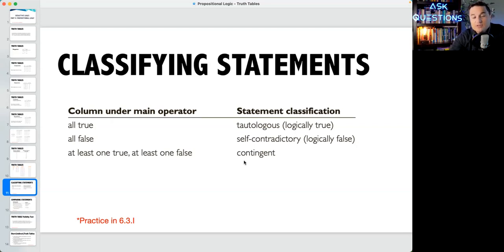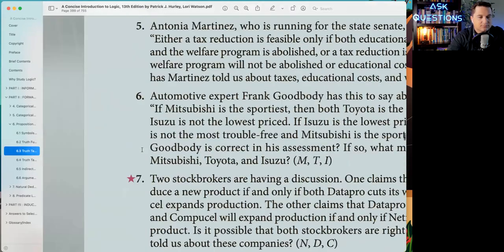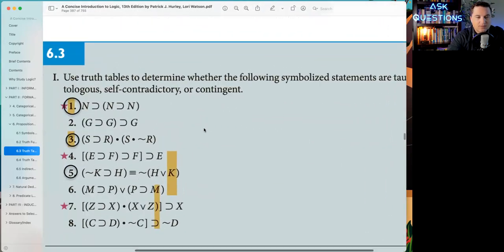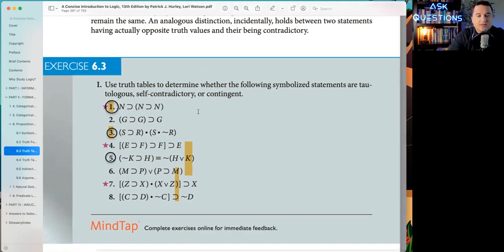If you're saying, I'm wearing blue jeans, well, that's contingent. The days you are wearing blue jeans, that's true, but the days you're not, that's false. So that depends on how the world is. So let's do some truth tables and practice this. So we want 6, 3, 1. Use truth tables to determine whether these are tautologies, self-contradictions, or contingent statements.